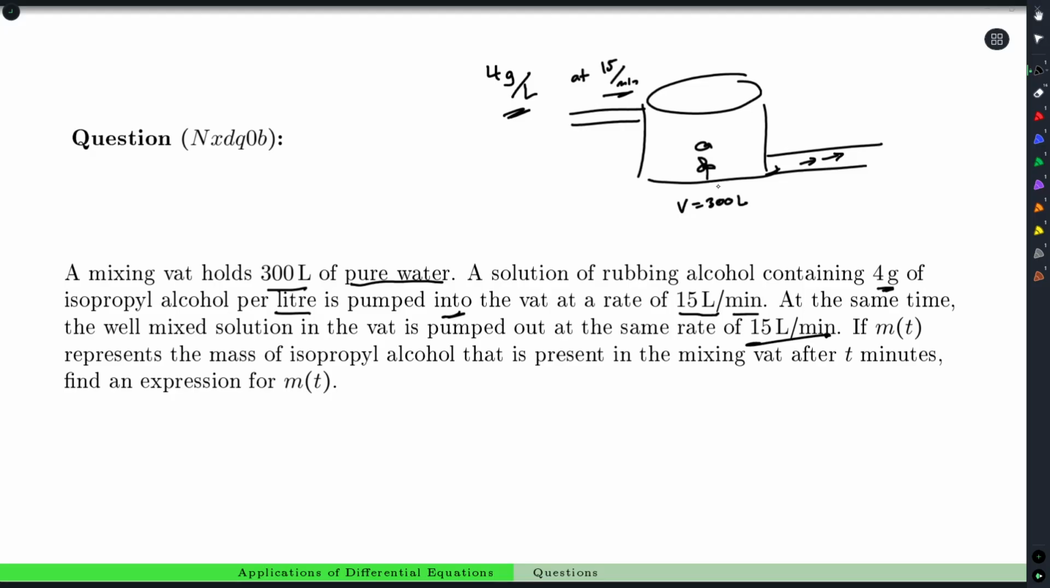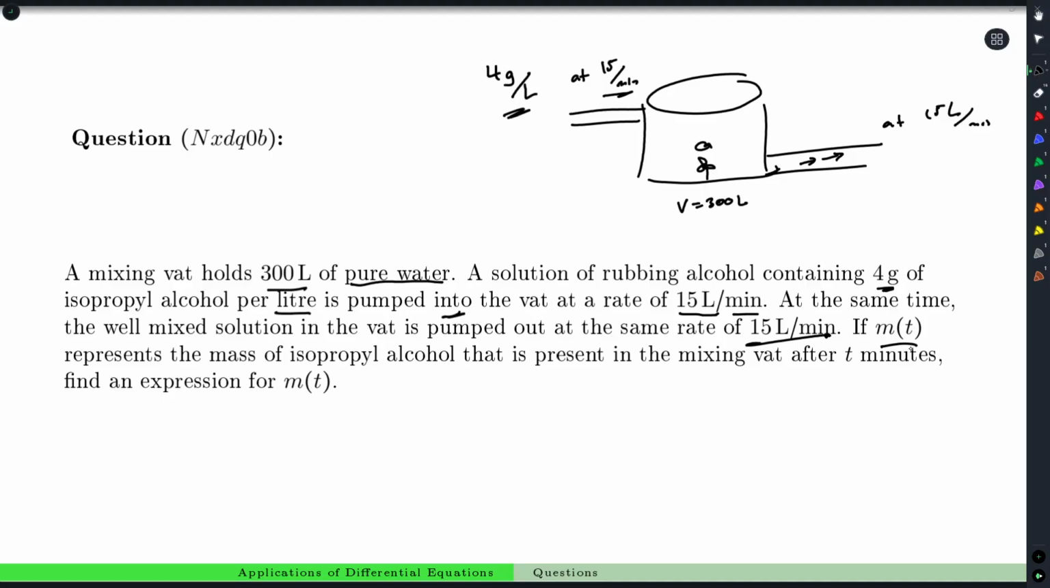That means that the volume overall is not going to change. It's going to be the same amount of water because every minute 15 liters comes in, every minute 15 liters comes out. So it'll stay balanced. We're not filling up or draining this mixing vat. Okay, so we're pumping out at 15 liters per minute. But we don't have a concentration out because the concentration is going to vary over time as we slowly get more and more isopropyl alcohol inside the vat. But we'll talk about that concentration in just a moment.